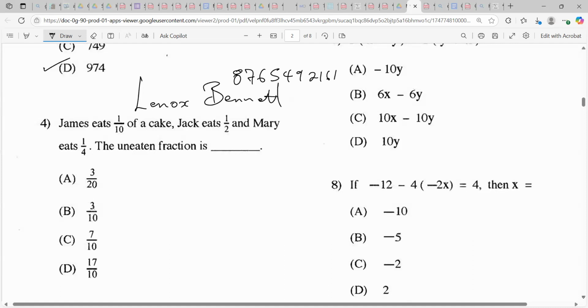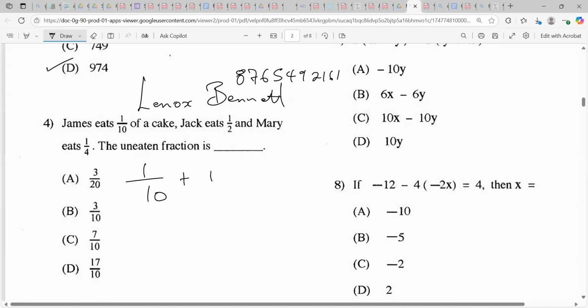Now, let's continue. James eats 1/10 of a cake, Jack eats half, and Mary eats a quarter. The uneaten fraction is, so first we need to know how much in total was eaten. So we're going to add 1/10 plus a half plus a quarter.